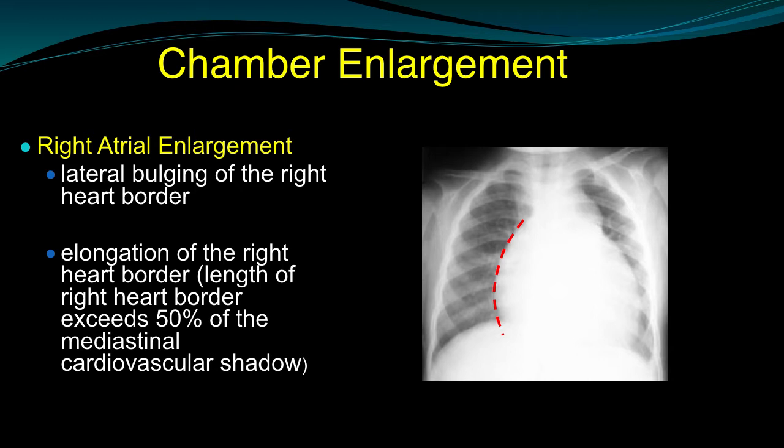Another is you draw an imaginary line in the right midclavicular line. If the shadow of the right atrium hits the imaginary line on the right midclavicular line, then you label it as a right atrial enlargement. Okay, what are the disease entities that can cause a right atrial enlargement?